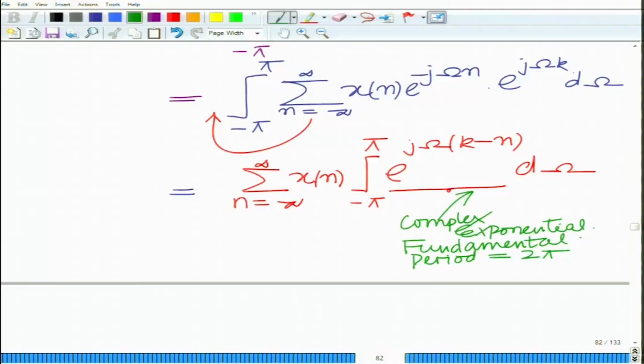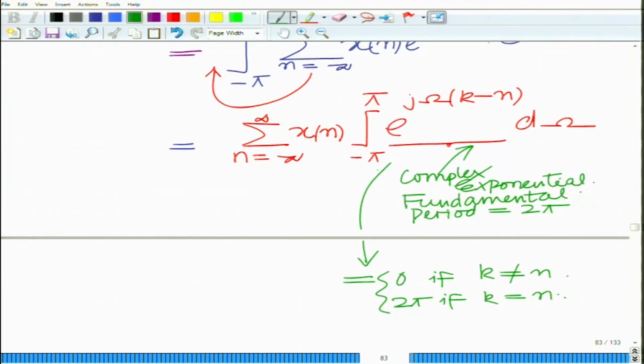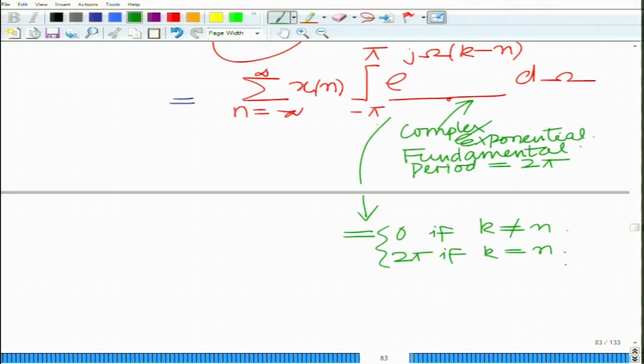So, this integral is equal to 0 if k is not equal to n, and this is equal to 2 pi if k is equal to n. Therefore, the integral only survives where k equals n, and for that it is 2 pi. So, what you get is 2 pi x[k].